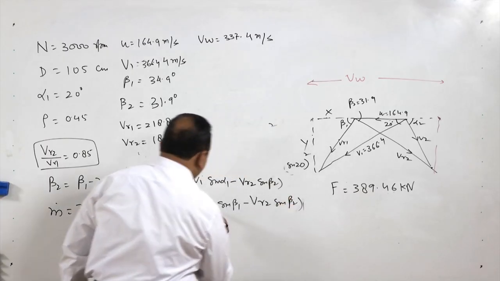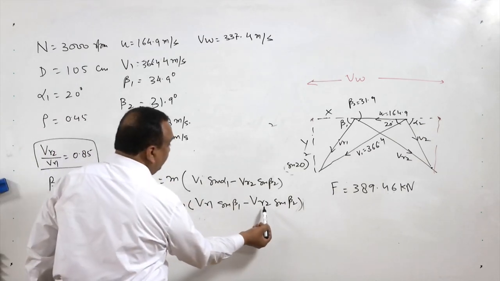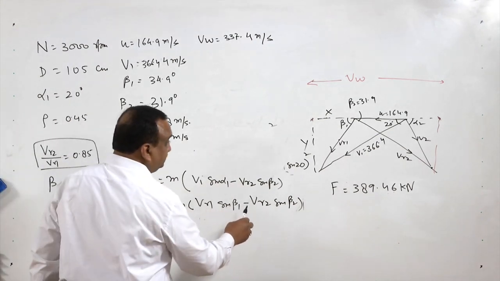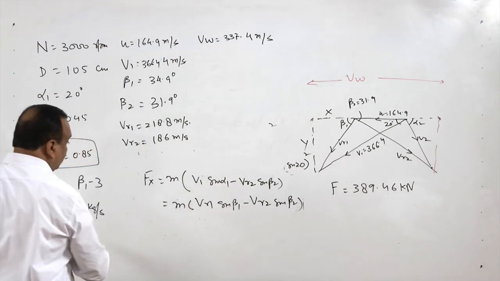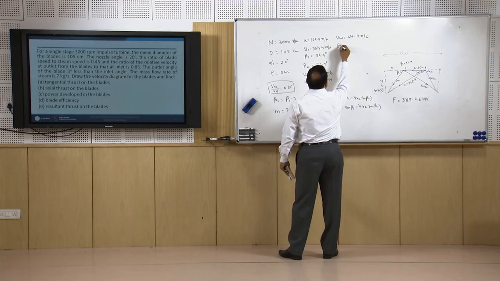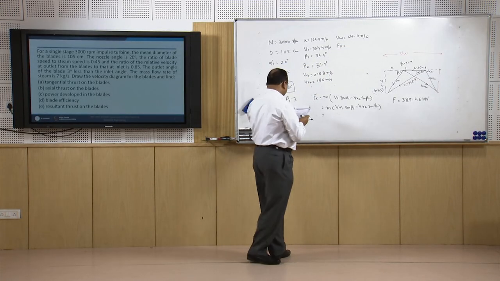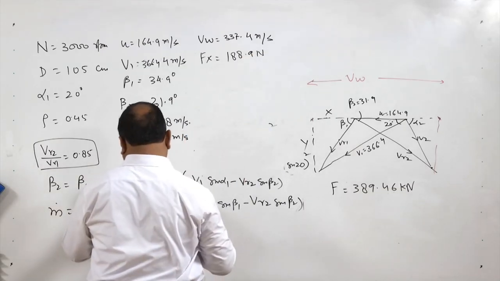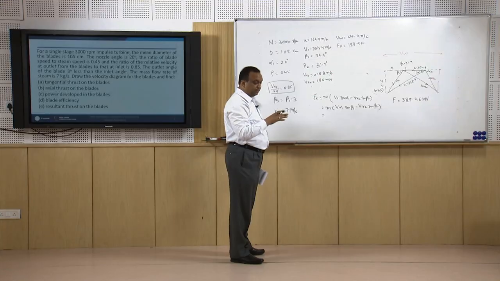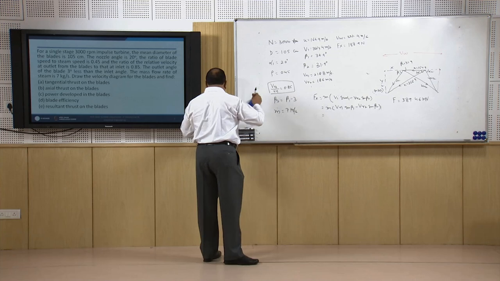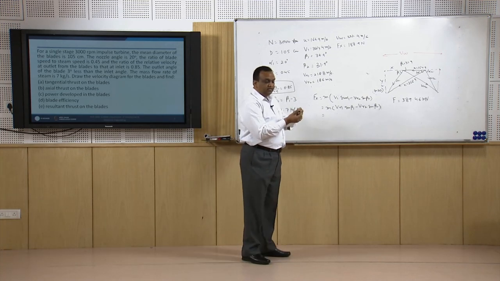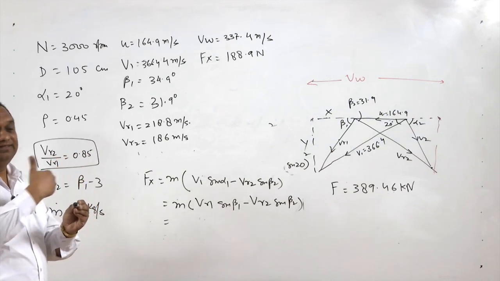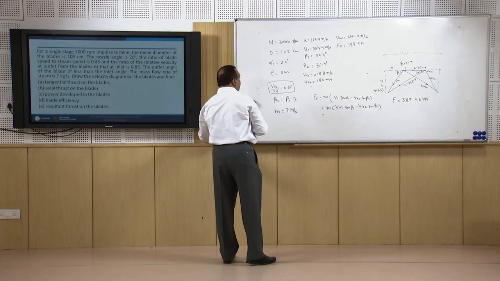Here we have the value of Vr1 and the value of Vr2, and the values of sin beta 1 and sin beta 2 are also with us, because the mass flow rate is also given. Putting the values and solving this, we get the axial thrust as 188.9 newtons. Axial thrust means, when the shaft is rotating, the force working parallel to the axis of the shaft. That is known as axial thrust. So, axial thrust is 188.9 newtons.